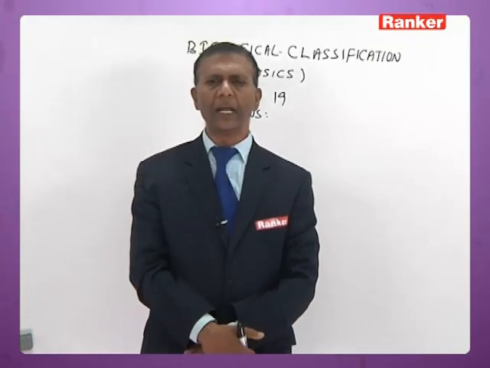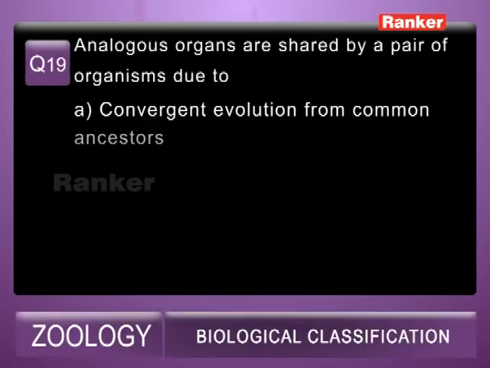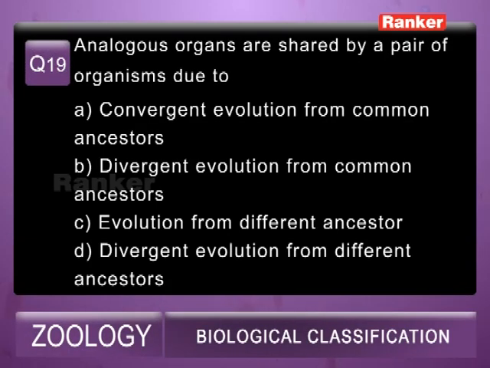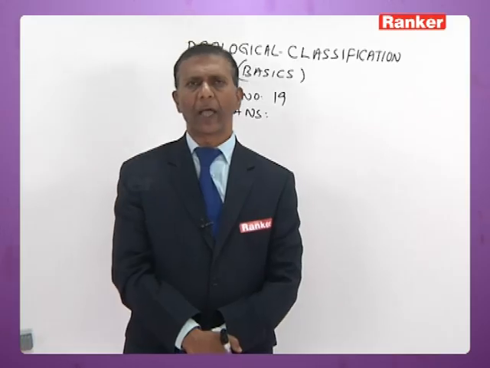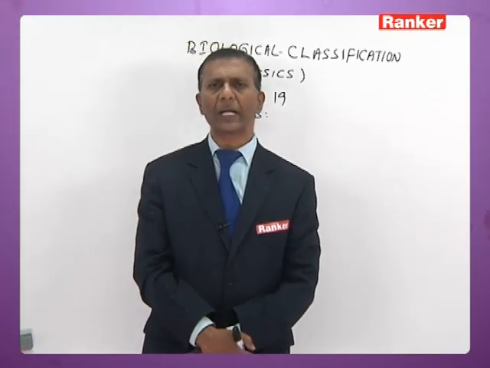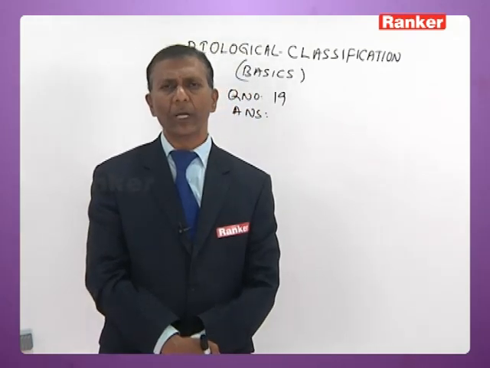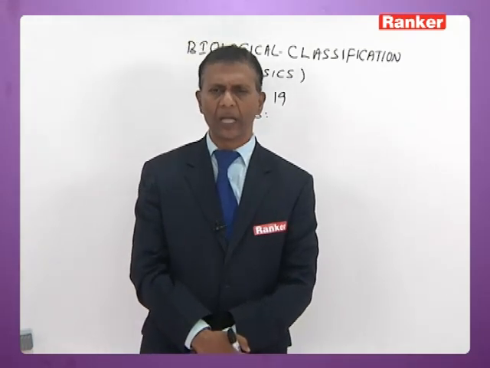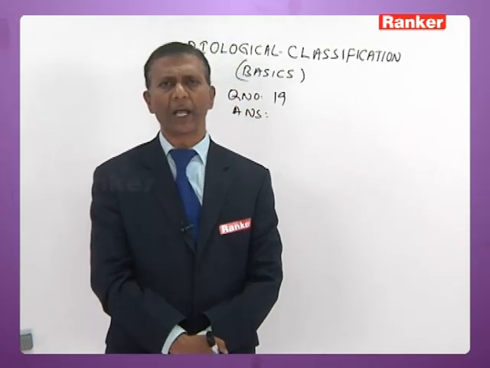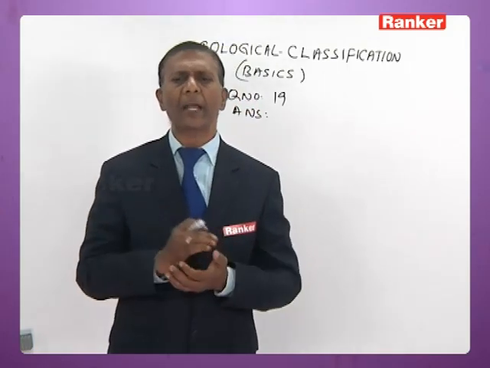Now question number 19, I shall read out the question for you. Analogous organs are shared by a pair of organisms due to A. Convergent evolution from common ancestor. B. Divergent evolution from common ancestor. C. Evolution from different ancestors. D. Divergent evolution from different ancestors. Now analogous organs, how do you define them? Characters shared by a pair of organisms due to convergent evolution with different ancestry.